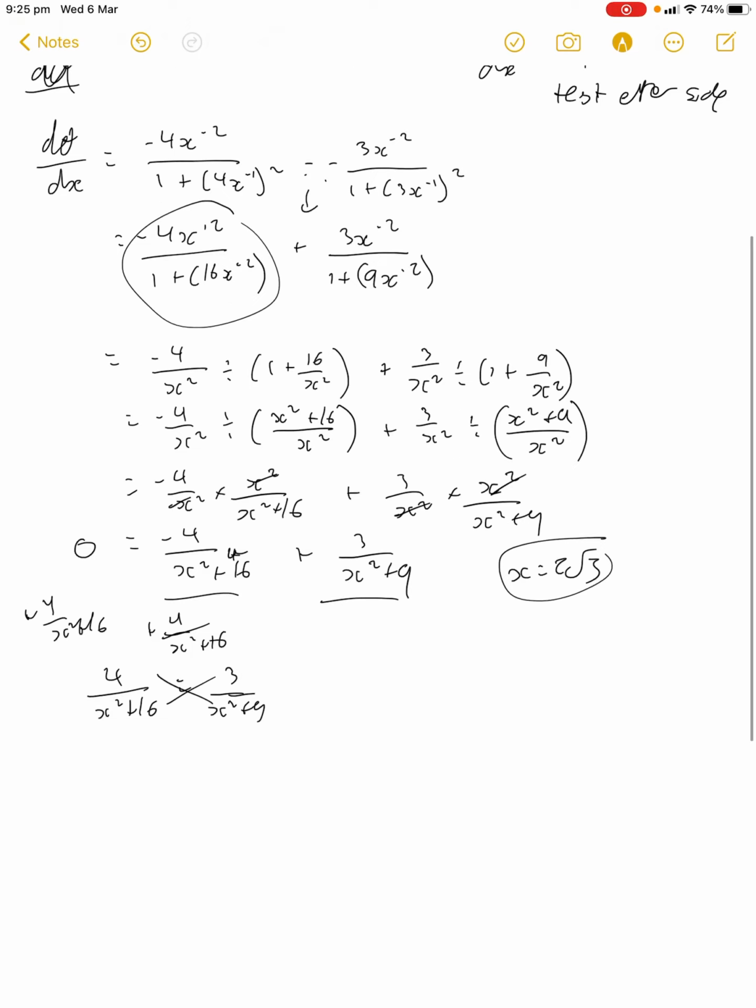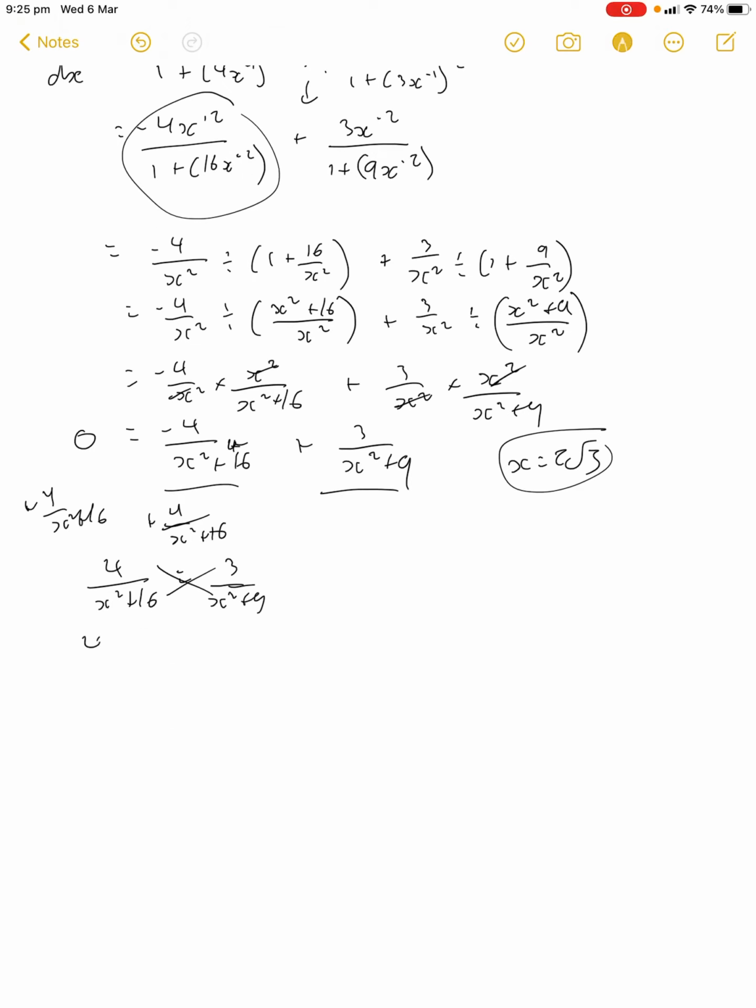We can cross multiply here. So we send it down the chain. 4 times x squared plus 9 equals 3 times x squared plus 16. Expand them out. 4x squared plus 36 is equal to 3x squared plus 3 times 16, 48. Subtract 3x squared from both sides. Subtract 36 from both sides.